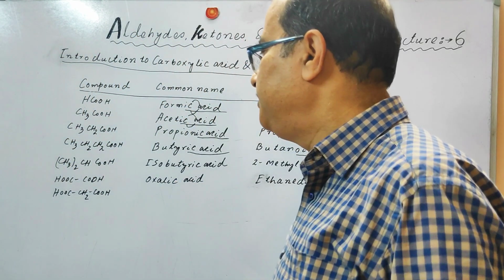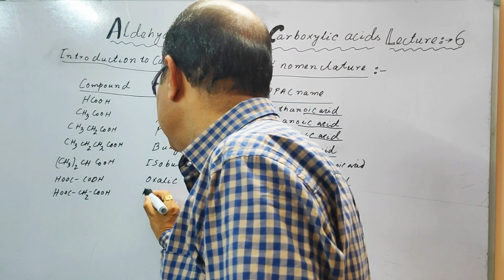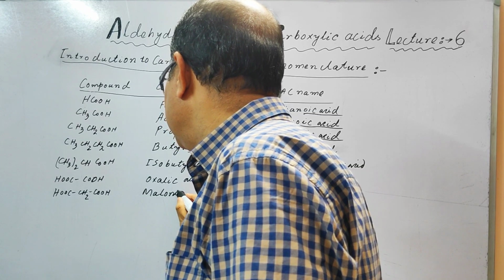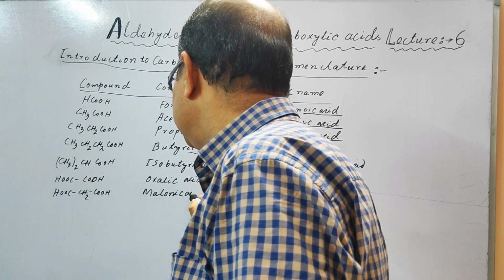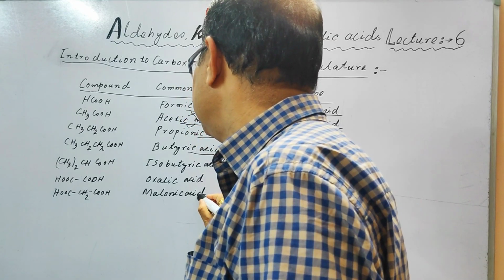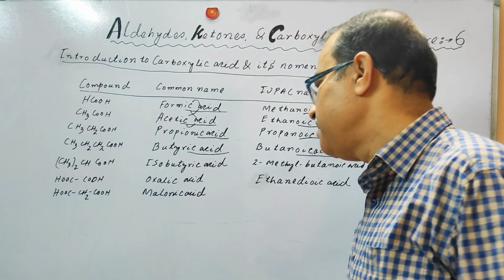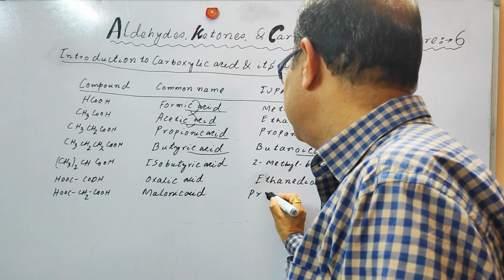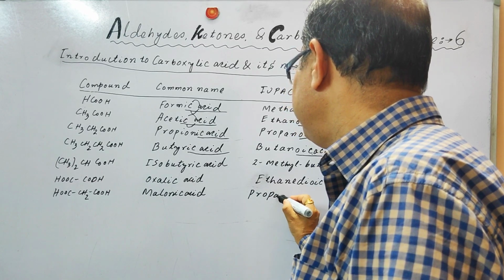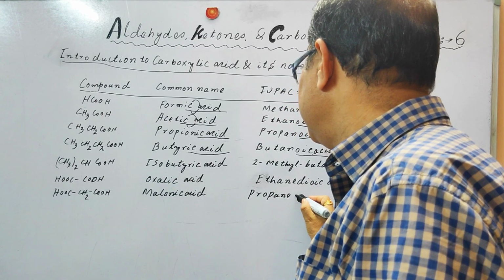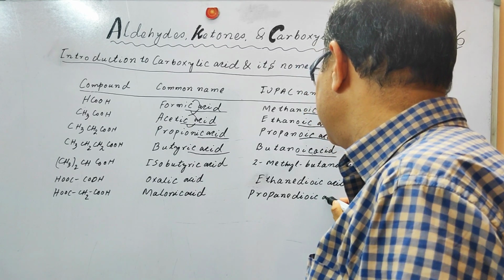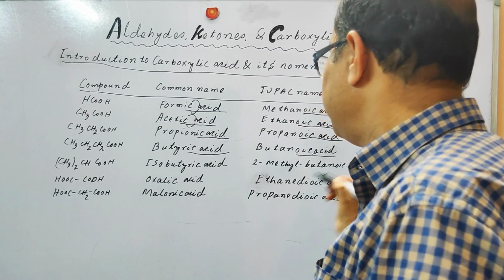The common name of this is malonic acid. There are 3 carbon atoms, so we will call it propanedioic acid.